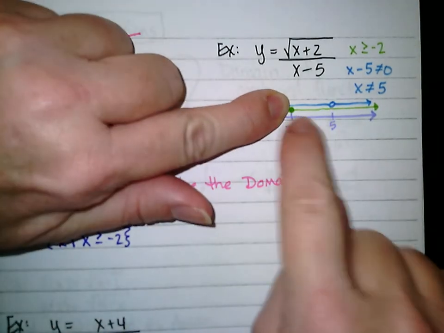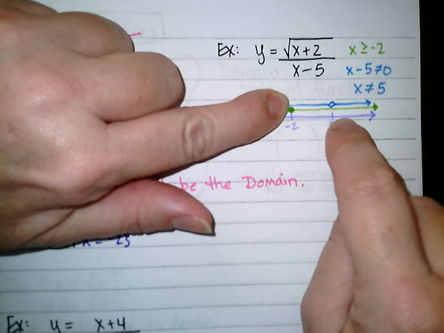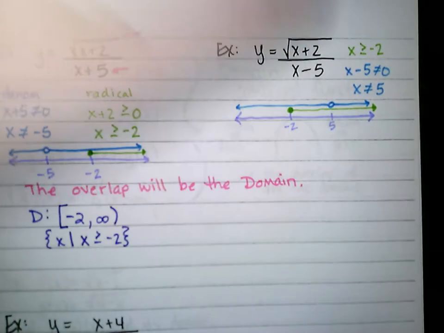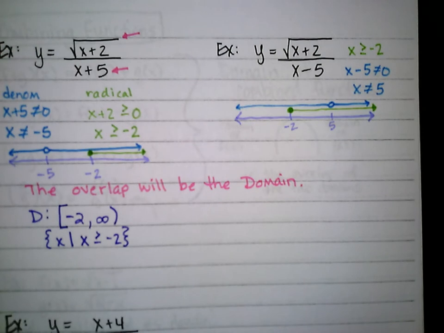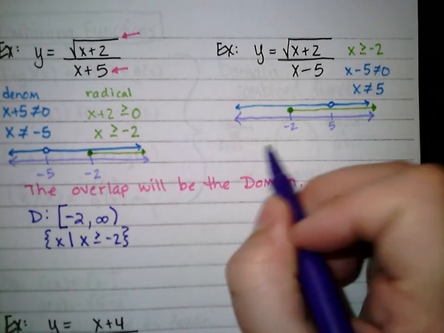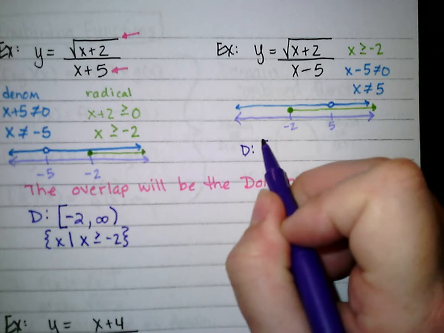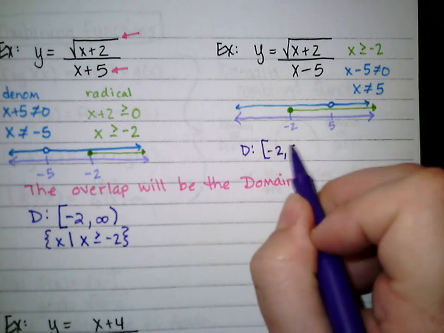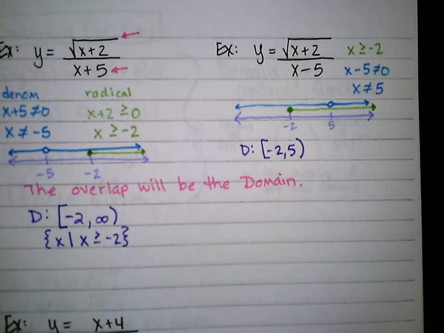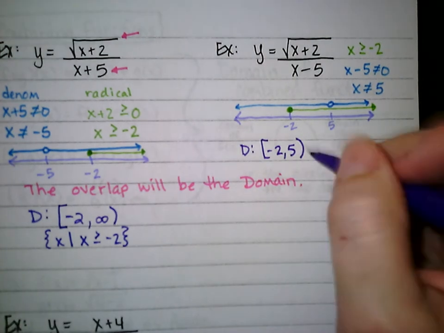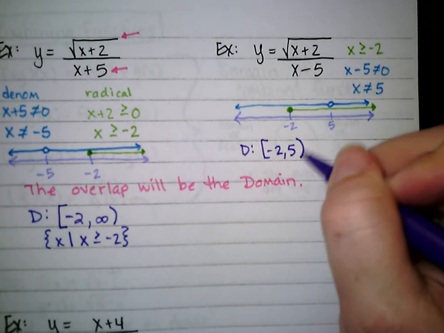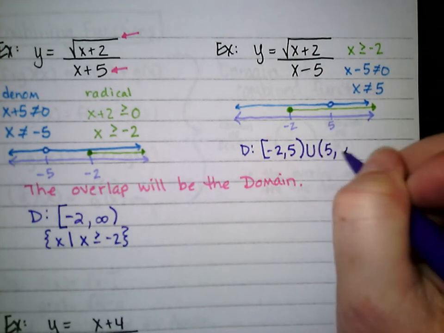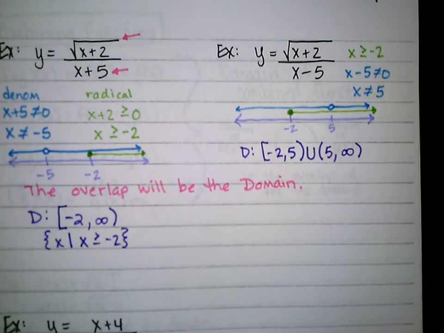So now we have from -2 up to 5. I can't go to 5, and then I can start again after 5. Okay, so on that domain, when we overlap those, we can start at -2, and we're both allowed to be at -2. But then when we get up to 5, we have to cut out 5. So that's going to be an open circle or a parenthesis. And then we can pick back up after 5 and go to infinity. So that would be that domain.